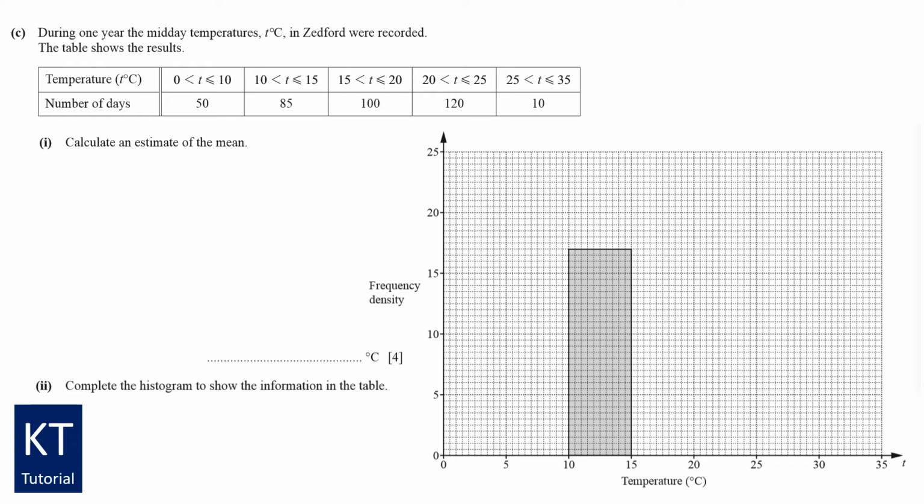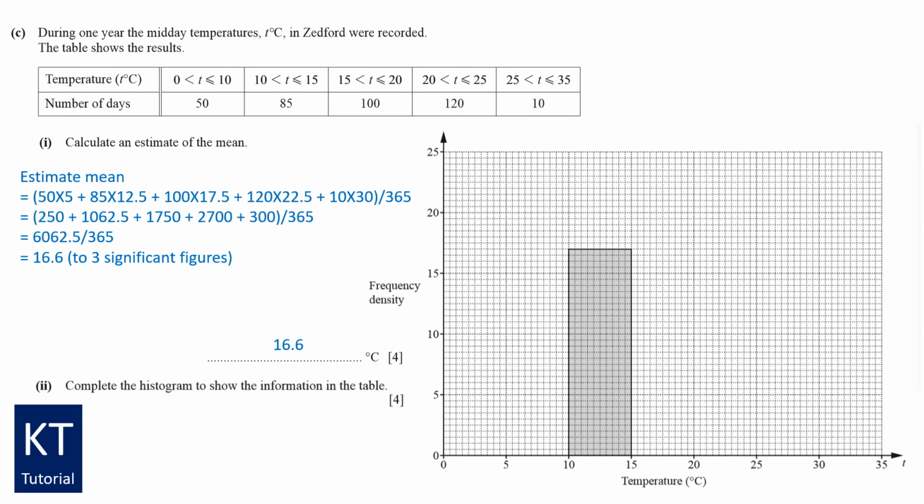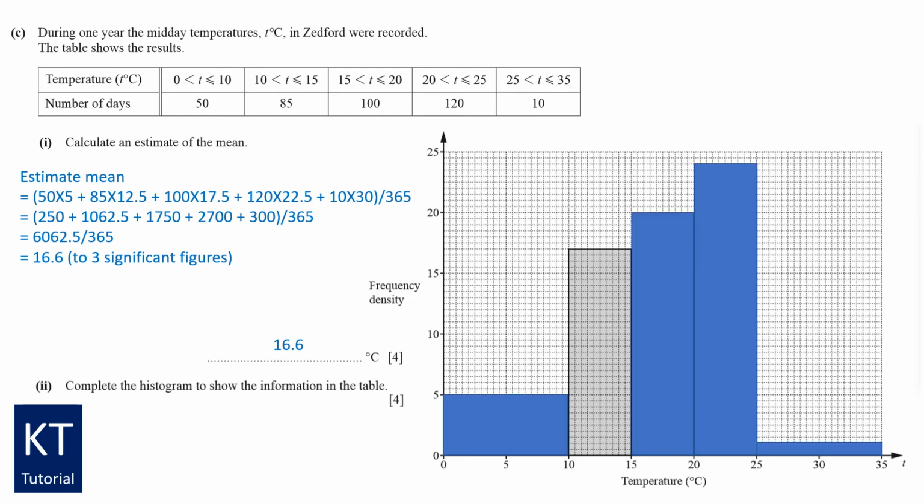Question 4c. During 1 year, the midday temperatures T degrees Celsius in Zedford were recorded. The table shows the results. Calculate an estimate of the mean. The estimated mean can be obtained by multiplying the midpoint of each temperature by its number of days, and this total being divided by the overall number of days. Next, complete the histogram to show the information in the table. Here, each blue bar is being plotted by taking the number of days being divided by the range of the temperature.